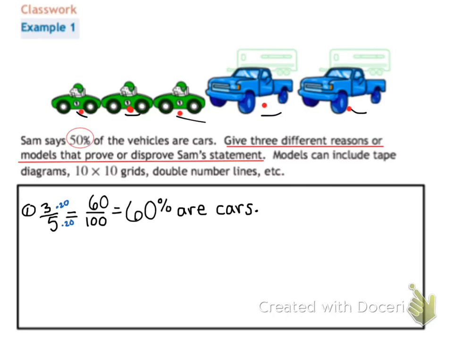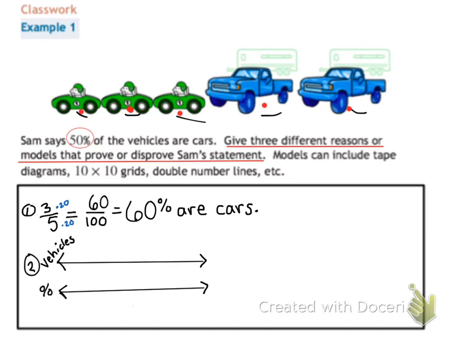I'm not done because I need to show you 3 ways, right? So that's one way. Here's another way. I'm going to show you another way by doing a double number line. So we always want to start by labeling the number lines. So vehicles, and we're looking at percents. So since there are 5 vehicles, I increase by 5. And 5 vehicles is 100% of the vehicles.